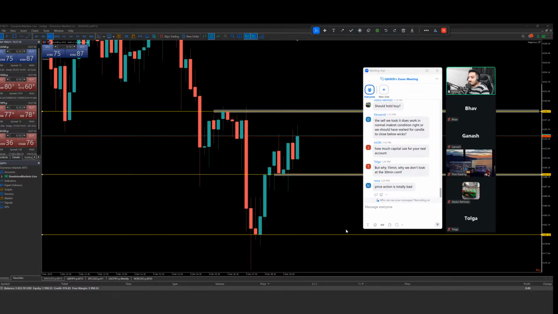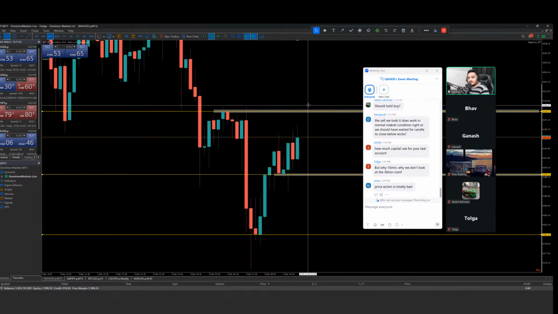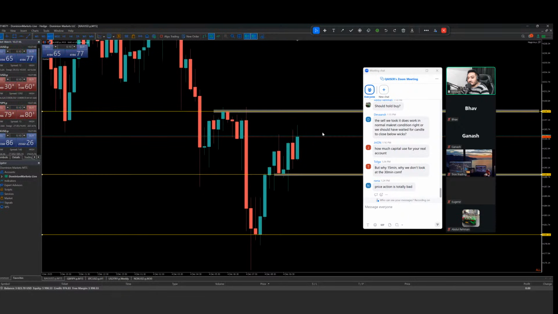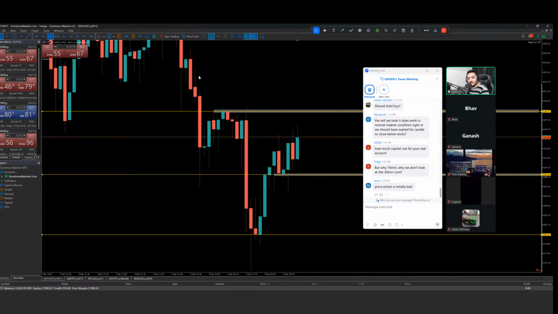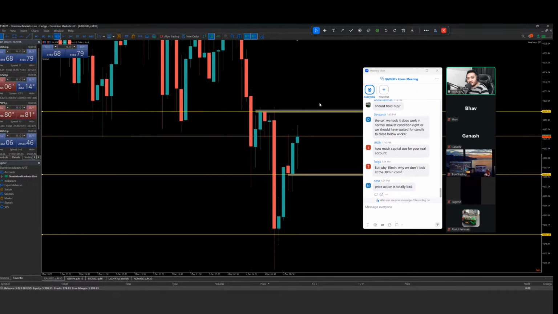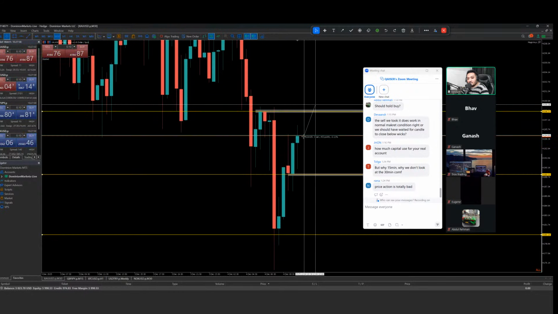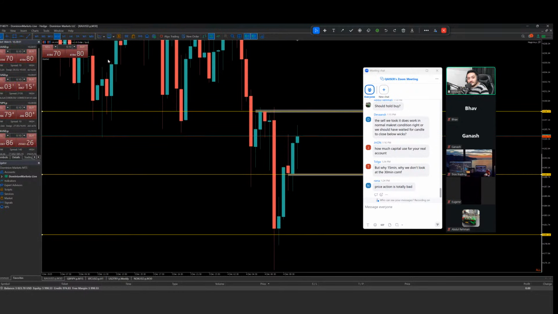Impulse entry above 41.98? No impulse entry. I will wait for the candle to close above this resistance area, then I can execute on that one. Because if I execute somewhere here, where will the stop loss be actually? Look at the 30-minute time frame. Where am I going to place the stop loss? So I will wait actually.